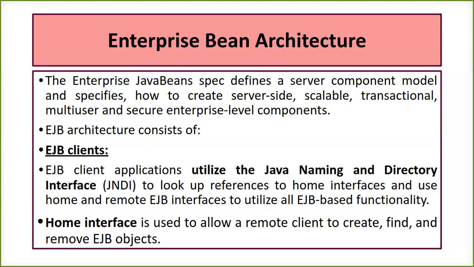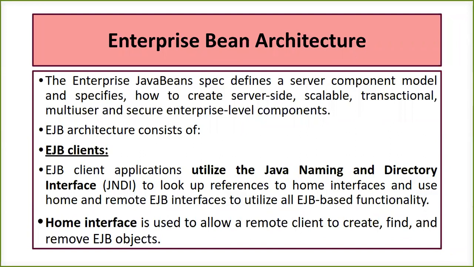Why are we using the home interface and remote interface? So that we can access all the EJB functionalities. Your client application will be able to utilize all the EJB functionalities which you are going to create for your EJB server. And to access all those functionalities, to see what has been written and what we can access, we can make use of JNDI at the client end.